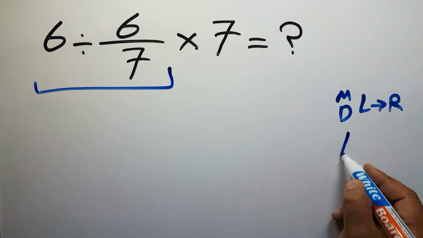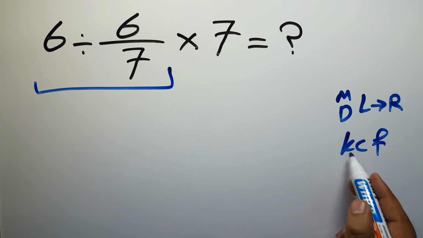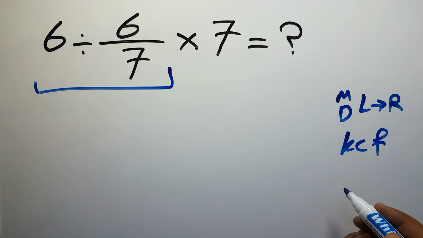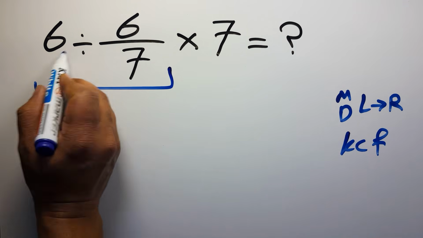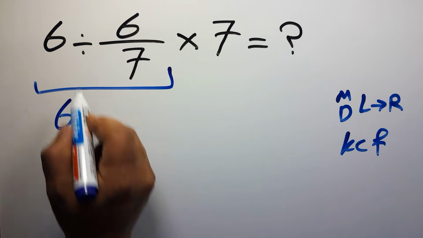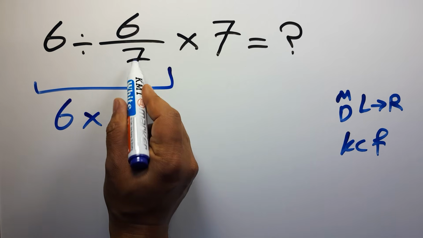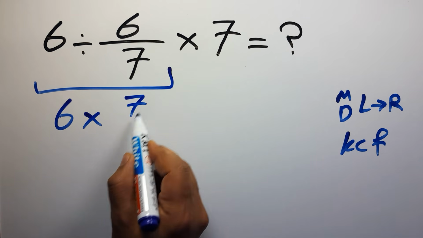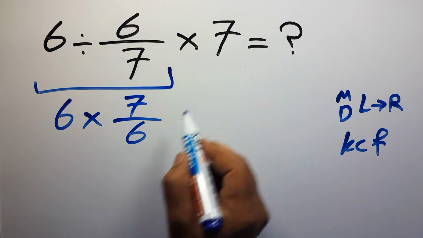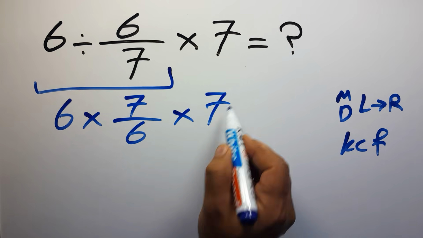According to the KCF rule, K stands for keep, C stands for change, and F stands for flip. We can write keep the first fraction, change division to multiplication, and flip the second fraction. And here we have times 7.